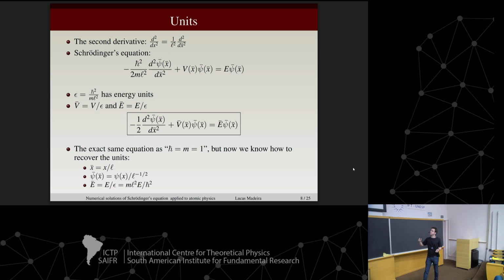So I'm going to define this quantity epsilon here, which is this ratio of h bar squared to m L squared, okay? And then I'm going to use it to scale both my potential and my eigenenergy. And then I get exactly the same equation that I wrote a couple of slides ago, but now it's clear what I have to do. I solve my problem using this dimensionless equation, right? And then in the end, I have to use these simple rules here to convert back and forth from dimensionless to dimensional full quantities.